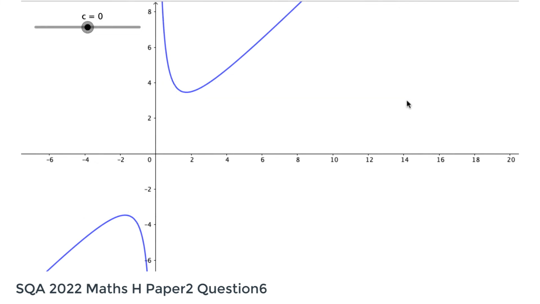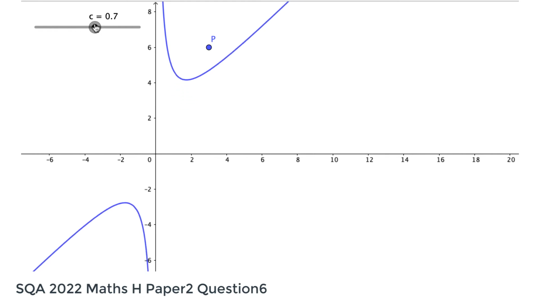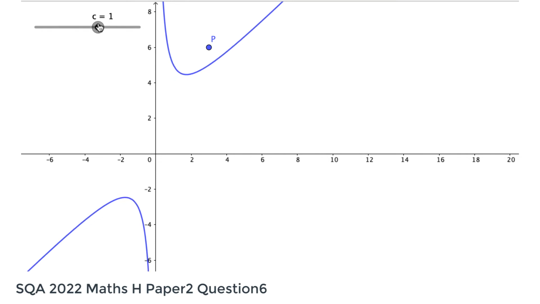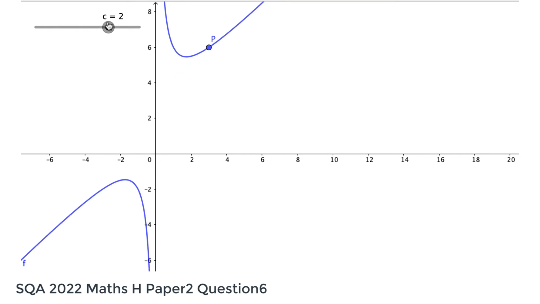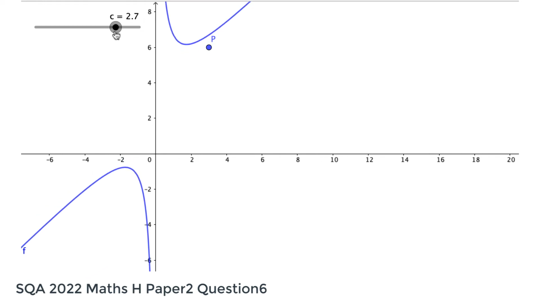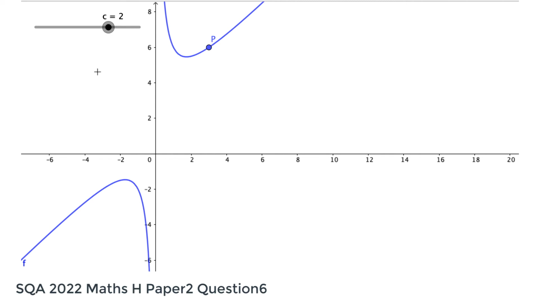So here's the curve y equals x plus 3 over x plus c. And let's have a look at this point 3, 6. There it is. Now, as we change the value of c, we want the curve to pass through the point P. Well, there's one. If we go any further, it misses. And it would appear from this demonstration that the value of the constant c that we're after is 2. This particular curve passes through the point 3, 6.